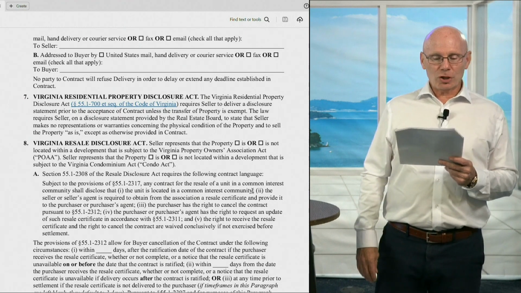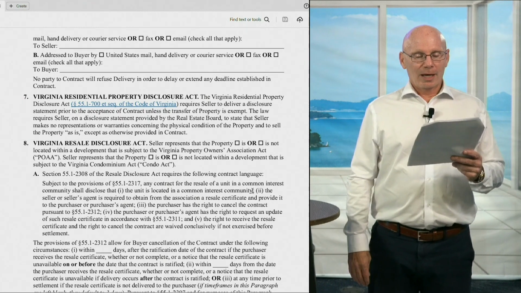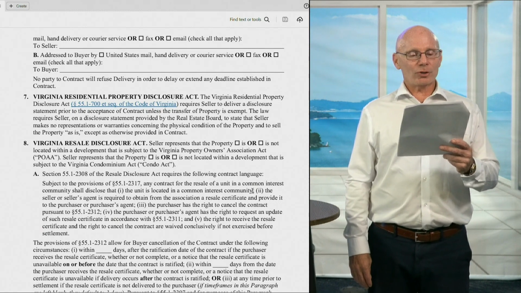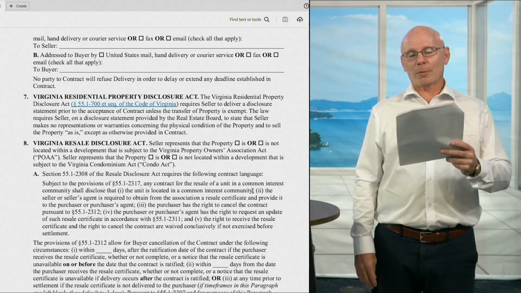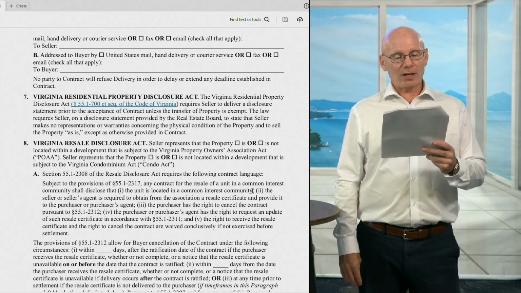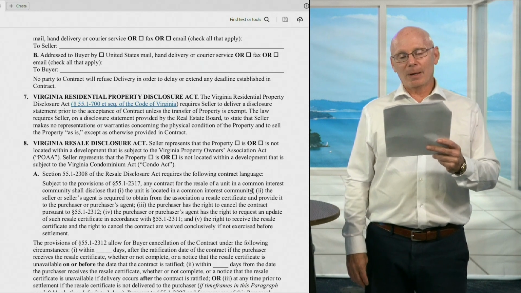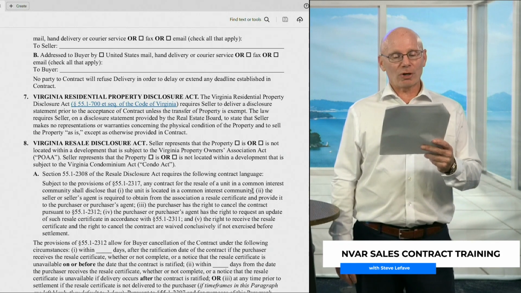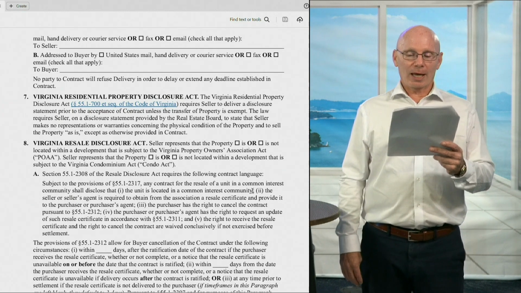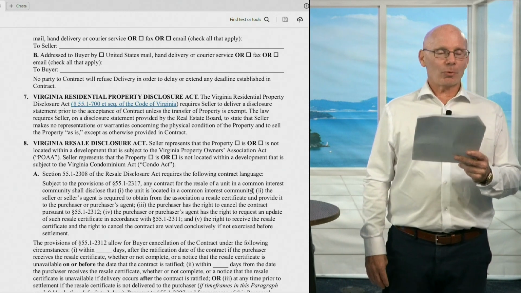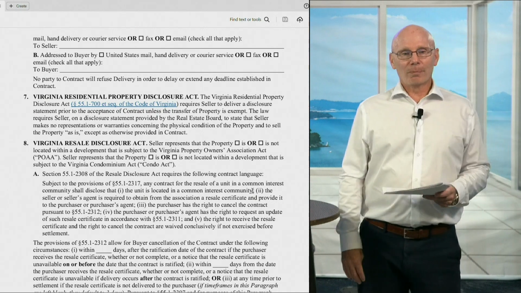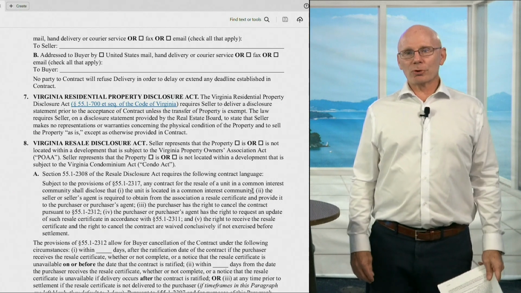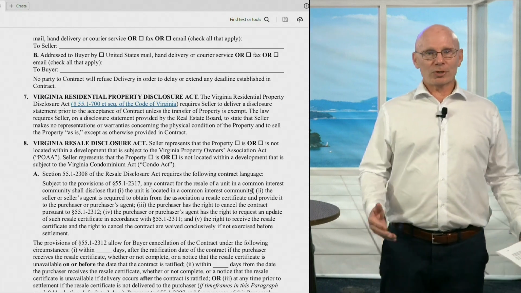Paragraph 7 is your Virginia Residential Property Disclosure Act. It's just saying that the Virginia Property Disclosure Act requires seller to deliver a disclosure statement prior to the acceptance of the contract unless the transfer of the property is exempt. The law requires seller on a disclosure statement provided by the real estate board to state the seller makes no representation or warranties concerning the physical condition of the property and to sell the property as is, except as otherwise agreed to in the contract. So make sure as the buyer agent, you're not filling out the property disclosure without the seller's signature on it before you send it in.